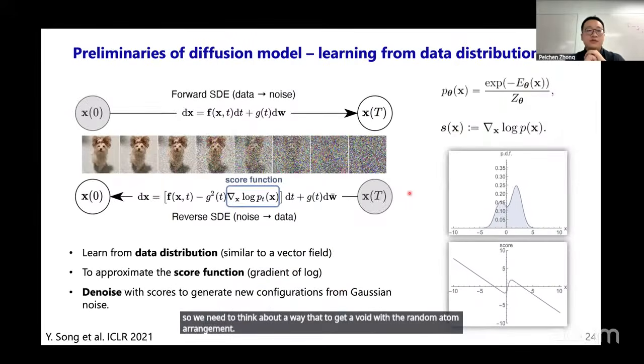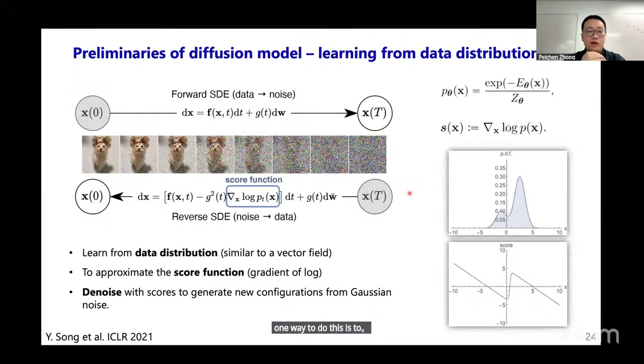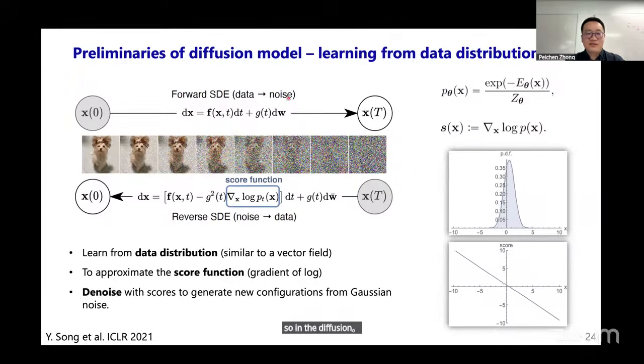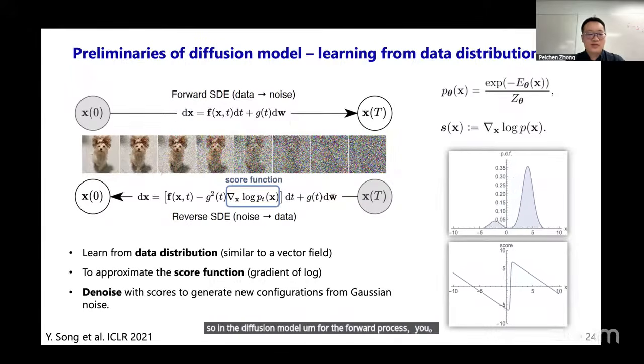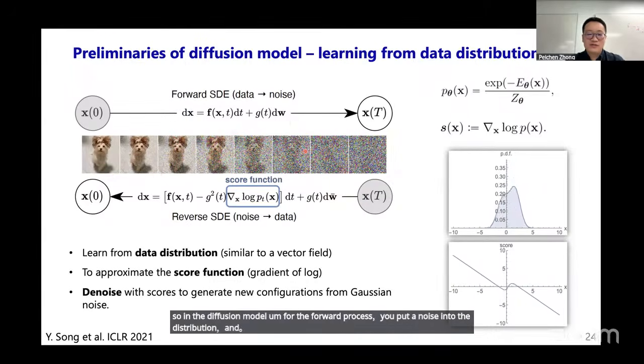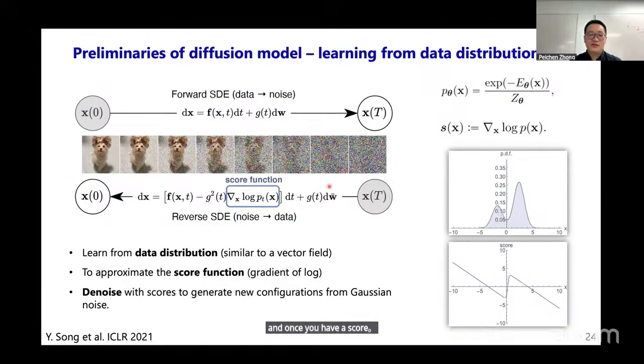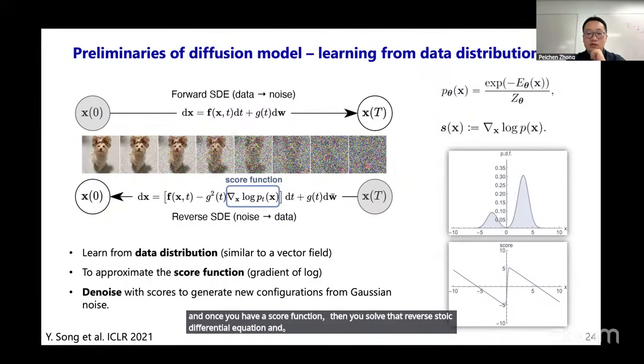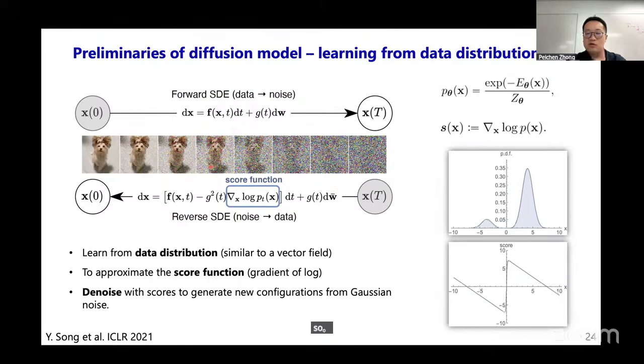One way to do this is to run the diffusion model, because this is an AI community talk, so many people are familiar with that. In the diffusion model, for the forward process, you put noise into the distribution and you learn the score function. Once you have a score function, you solve a reverse stochastic differential equation to remove the noise and sample new configurations. So this can be adapted to crystal structure prediction.